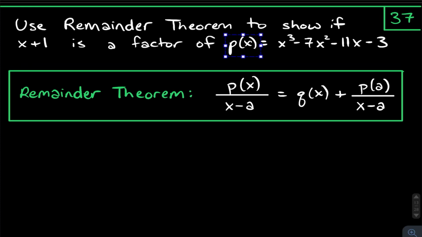So what we're gonna do now is plug in -1 for our p of x, and we're going to see if we get 0 here. And if we get 0, then we know that x plus 1 is a factor of p of x. Okay, so let's do that.